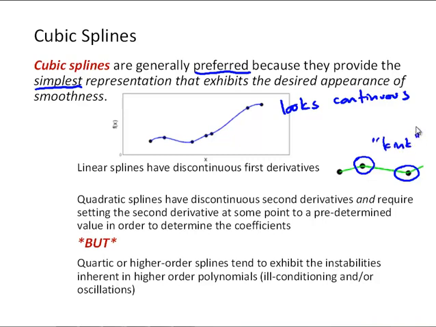Quadratic splines are going to have discontinuous second derivatives, so we would have abrupt changes in curvature at the knots. They also, in their implementation, require setting the second derivative at some point to some predetermined arbitrary value, which is just not desirable. But if we were to go to higher order splines like quartic splines or 5th or 6th order polynomials, we're going to get those same instabilities that we're trying to avoid by going to piecewise interpolation in the first place. We're going to get ill-conditioned matrices to solve for the coefficients and oscillations.